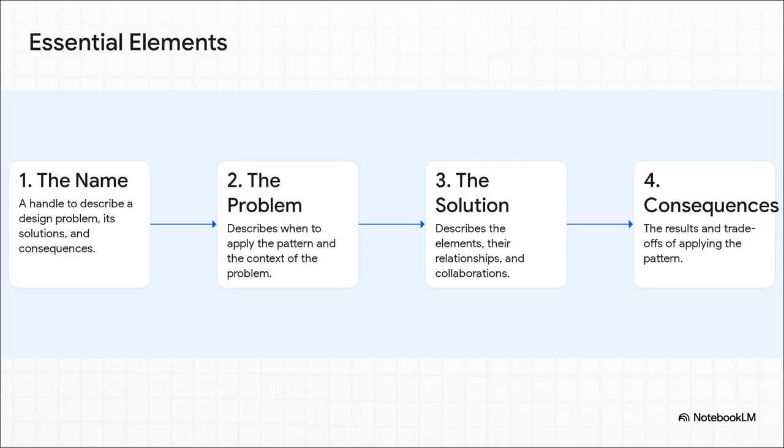First, you've got the name. This gives us a handle, a shared vocabulary to talk about it. Then you've got the problem, which tells you exactly when to apply the pattern. The solution obviously describes how to do it, the elements, the relationships. But I think the most important part is the last one, the consequences. This is all about the results and the trade-offs, and that's what helps you make genuinely smart design decisions instead of just blindly applying some formula.